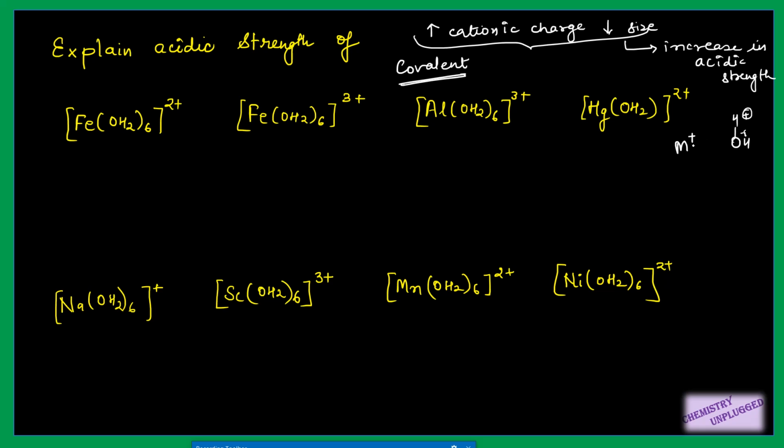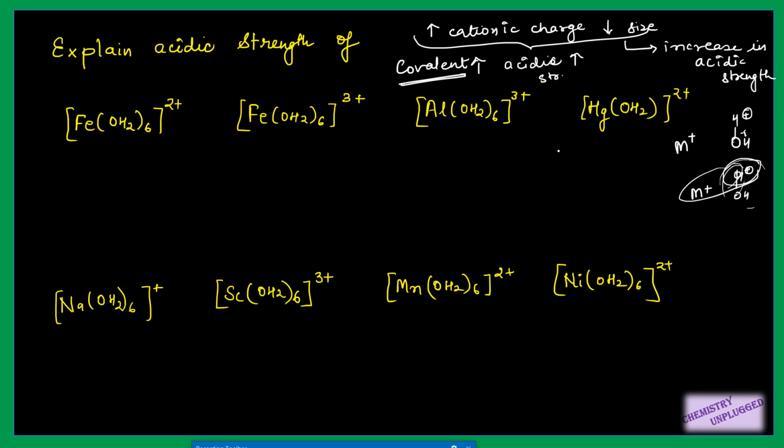Suppose this is the situation. So these two are separated from each other and will repel each other, but according to the covalent concept, this charge is not centered over one atom, it is delocalized in nature. So this positive charge is also delocalized over this ligand, and when it is delocalized it can more effectively repel this proton. So as the covalent character increases, the acidic strength further increases, right?